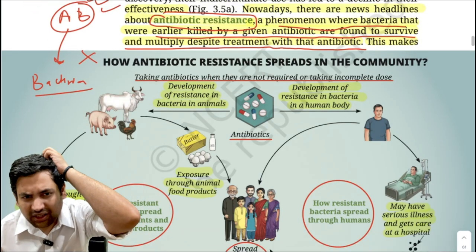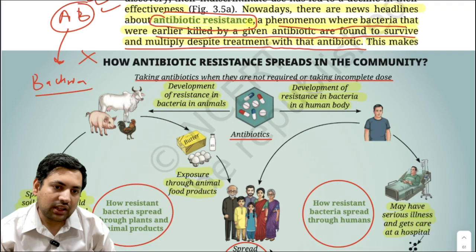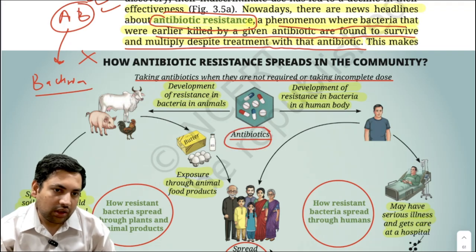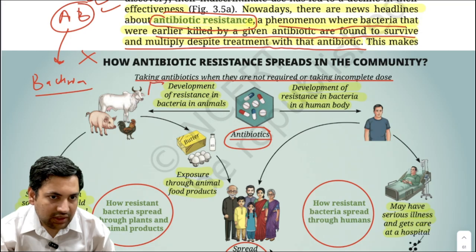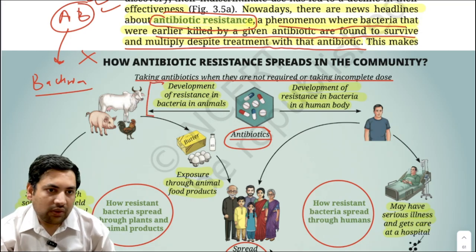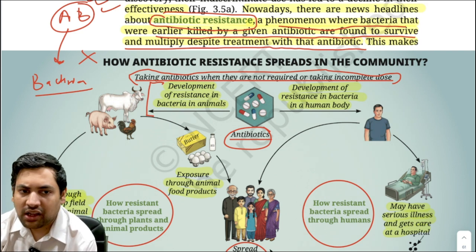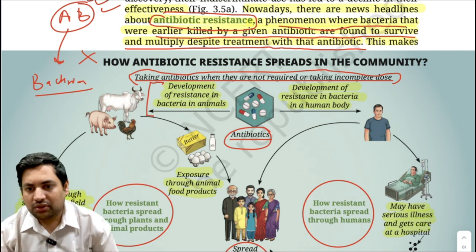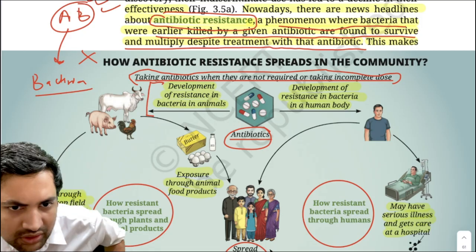Then, how antibiotic resistance spreads in the community, that we'll understand. So this is antibiotic, let's say. Now, there are two ways. One is development of resistance in bacteria in animals. So now, if you take antibiotics when they are not required, or you take incomplete doses of them, your body does not require it, correct, or you are taking an incomplete dose, so then what will happen? All the bacteria that should be killed won't be killed, correct.